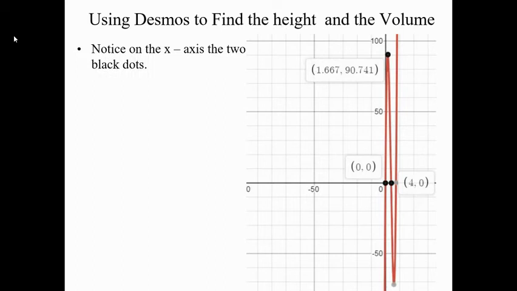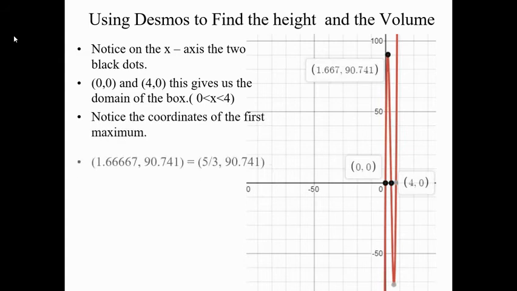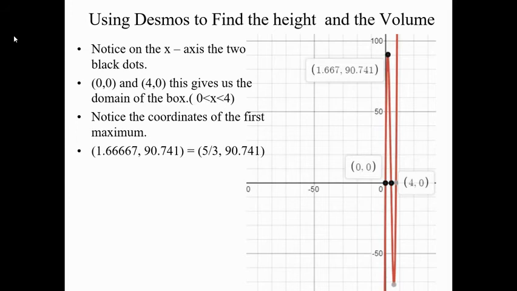Notice that on the x-axis, the two black dots are between the x-intercepts of 0 and 4. And this always gives you the domain. The domain is between 0 and 4. Notice the coordinates of the first maximum. It's 1.6667 and 90.741, which means it's 5/3 and 90.74.